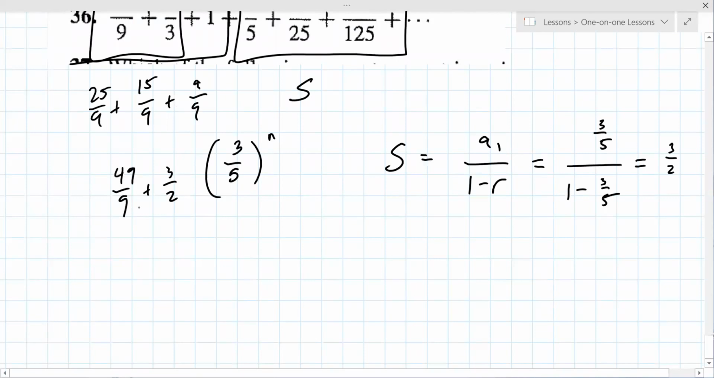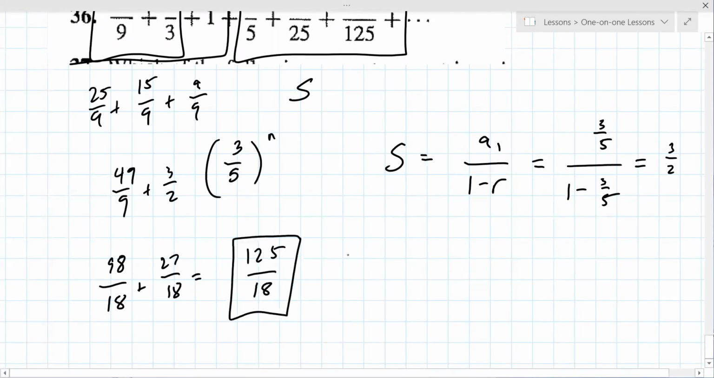So then it's now 18, and you multiply this by 2, so 98 over 18 plus multiply this by 9, so it's 27 over 18. So 125 over 18. Okay. Is that your final on that one? Okay.